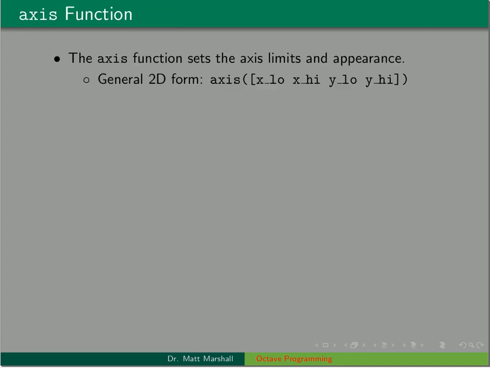So the axis function creates an axes object, and if the axis has already been created, you can also use it to set the limits and appearance of it. So here's a form for creating an axes object. You call the axis function, and then provide an array giving the min and max x coordinates, min and max y coordinates, and you can even provide z coordinates too if you want it to be in 3D.